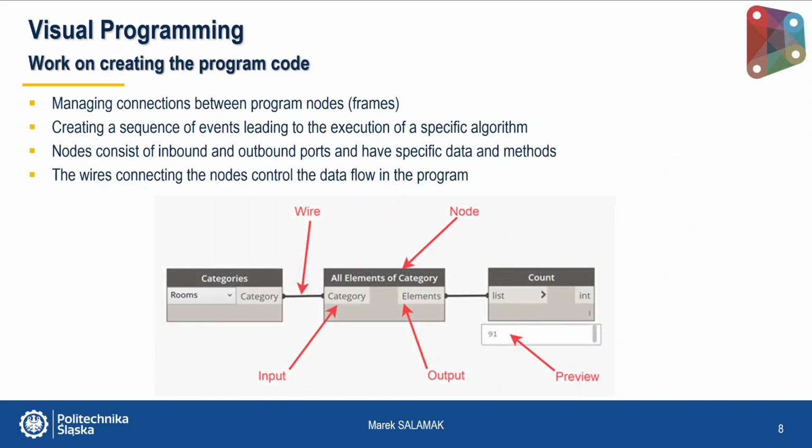Programming work consists of managing connections between program nodes, which look like boxes, to create a sequence of events leading to a specific algorithm's execution. Nodes consist of inbound and outbound ports and have specific data and methods. Connections between nodes are created using the so-called wires that control the flow of the data in the program.